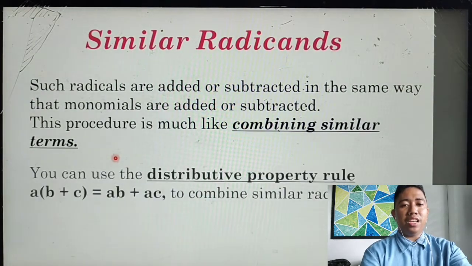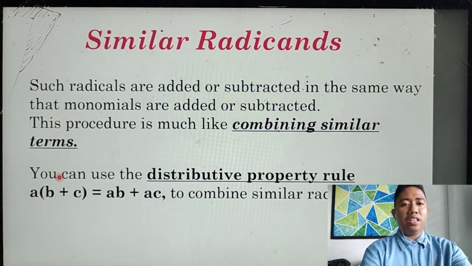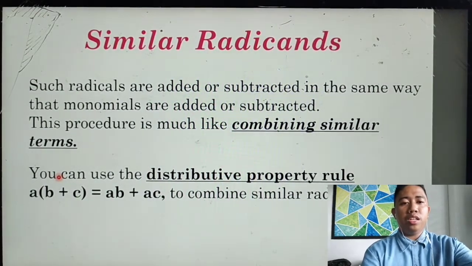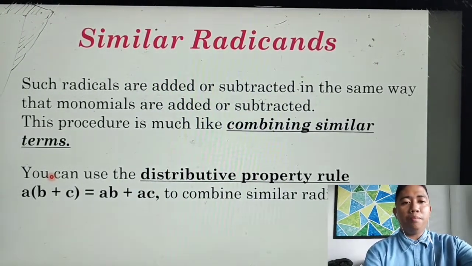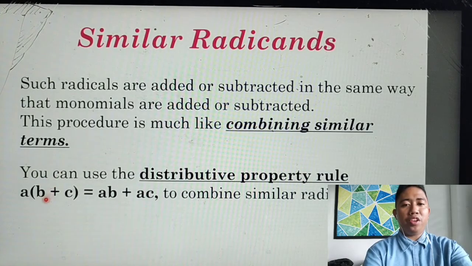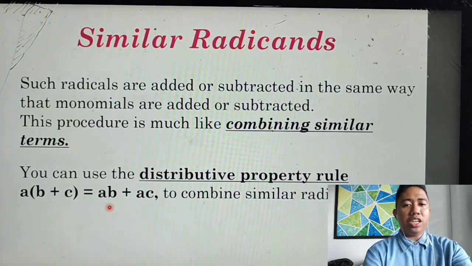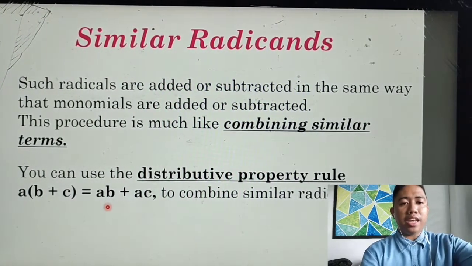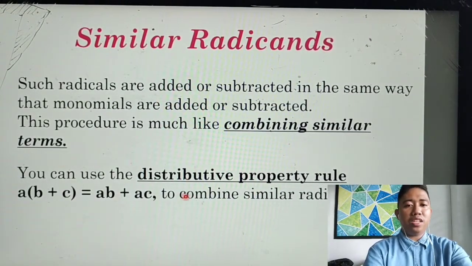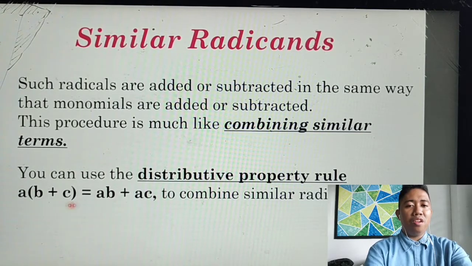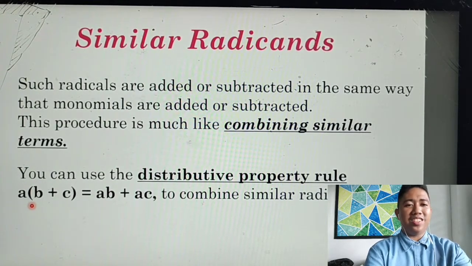So it's very easy. In simplifying radical expressions, we use another property rule, which we call the distributive property. The distributive property is in the form A times the quantity B plus C, which is equal to AB plus AC, to combine similar radicals. So we use the distributive property in order to solve for the sums and differences of radical expressions.